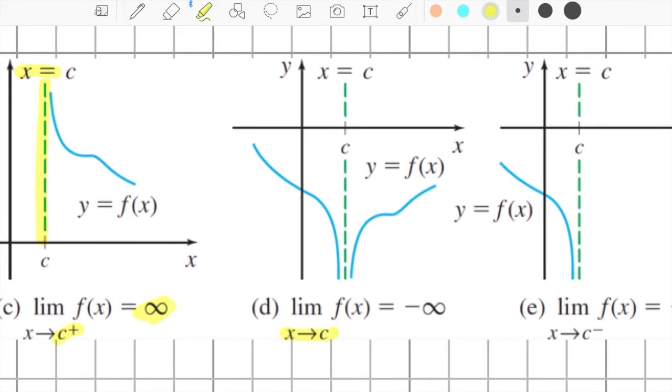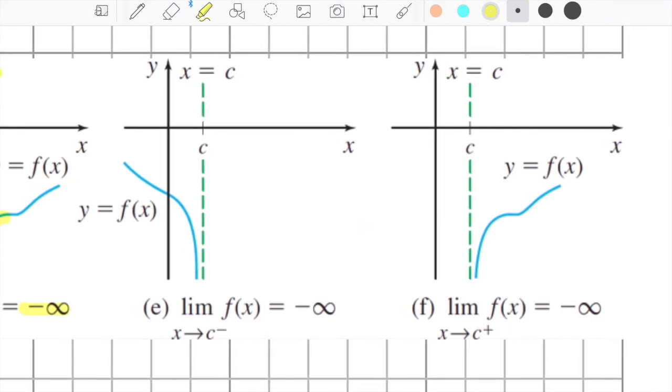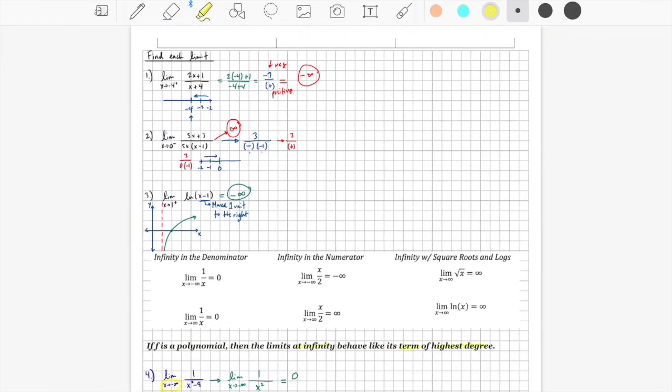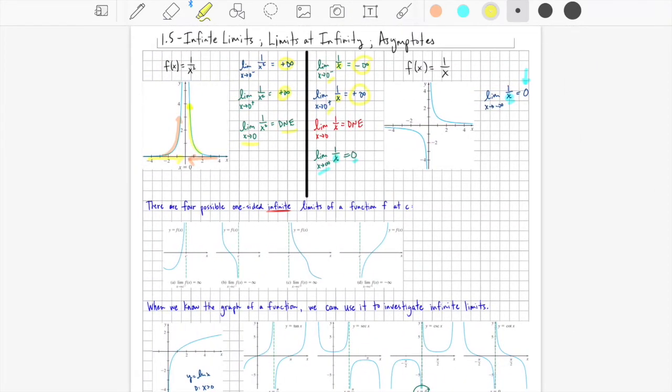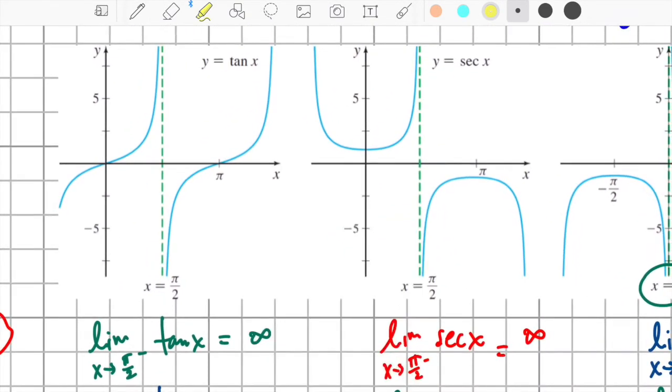Again, as you approach c, that means from both sides you get negative infinity. Notice they're both going towards negative infinity. Again, vertical asymptote, x equals c. I think you get the picture, okay? Vertical asymptotes. Let's go back so you can see them again. We saw them at the beginning, all of these. Now we can go back and look.